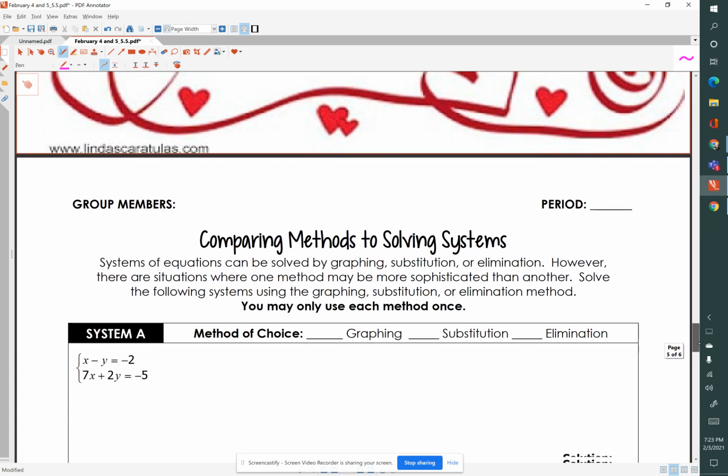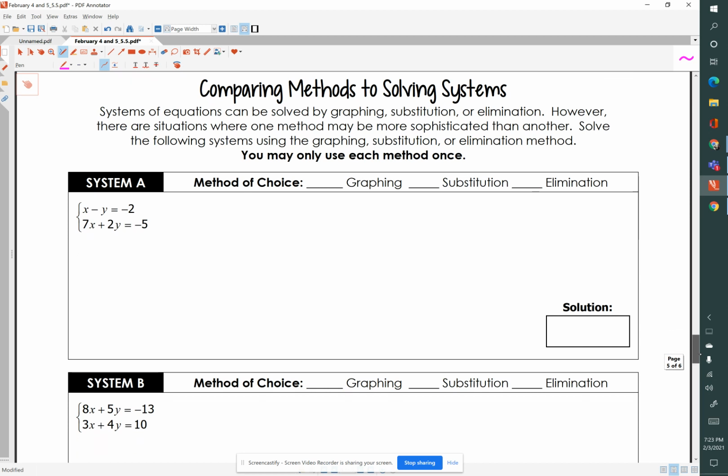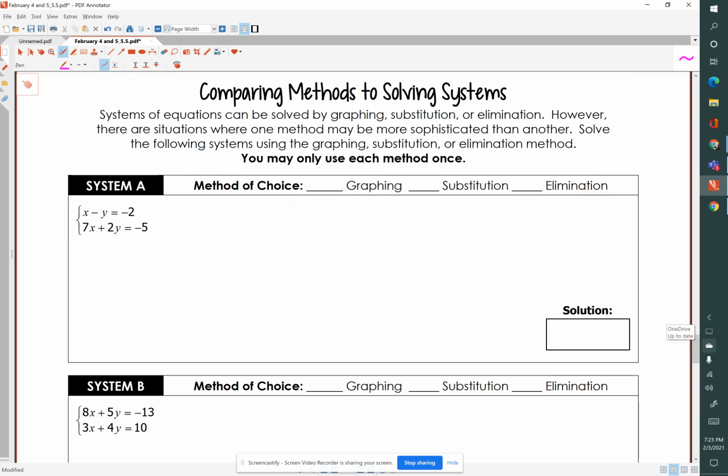So let's get to our lesson today. We're comparing methods of solving systems of equations. And as it says here, systems of equations can be solved by graphing, substitution, or elimination. However, there are situations where one method may be more sophisticated than another. Solve the following systems using the graphing, substitution, or elimination method. You may only use each method once.